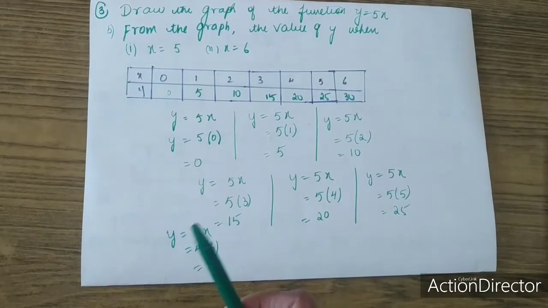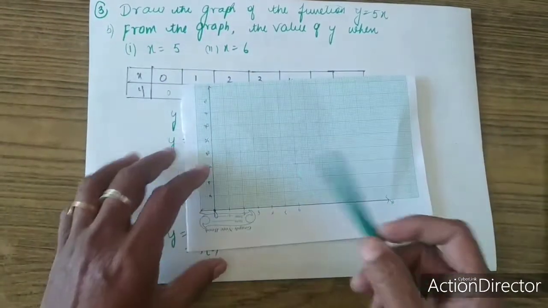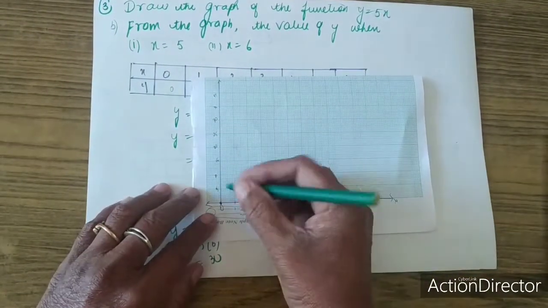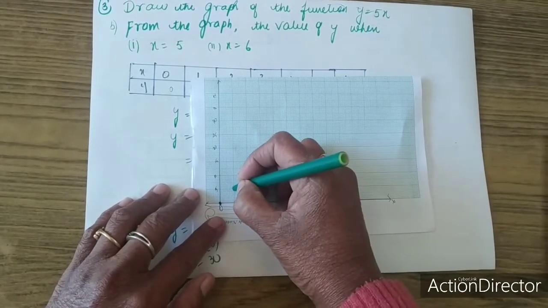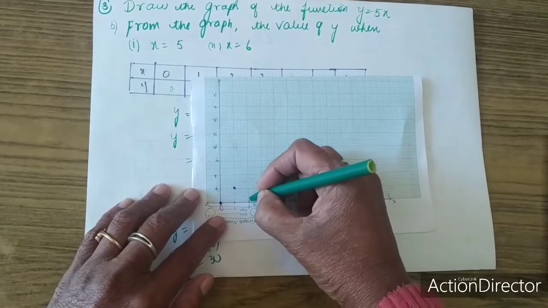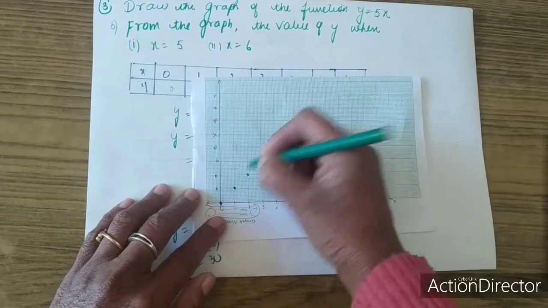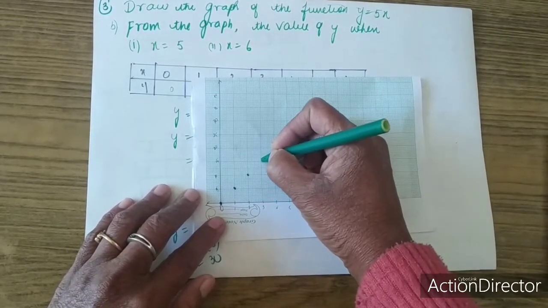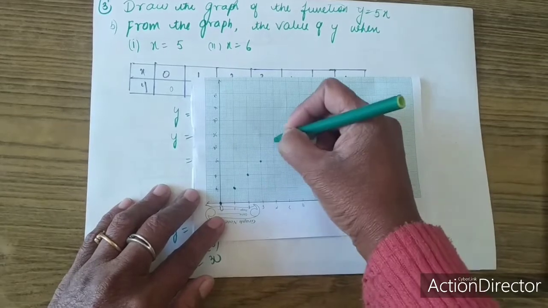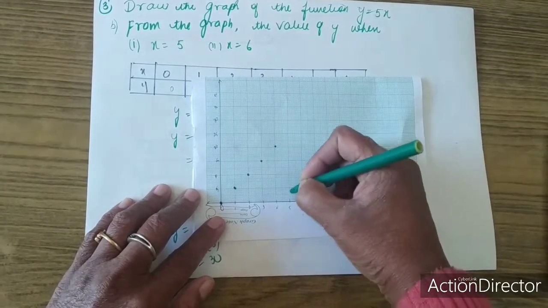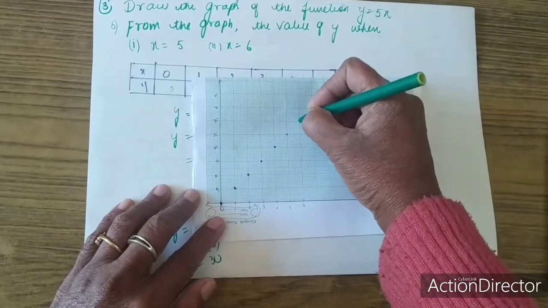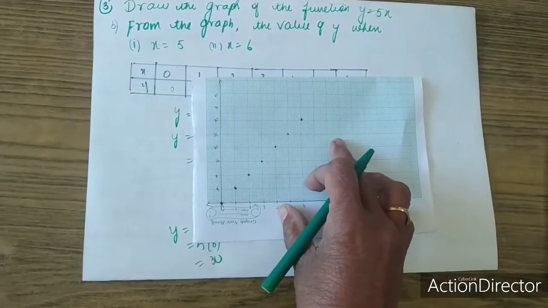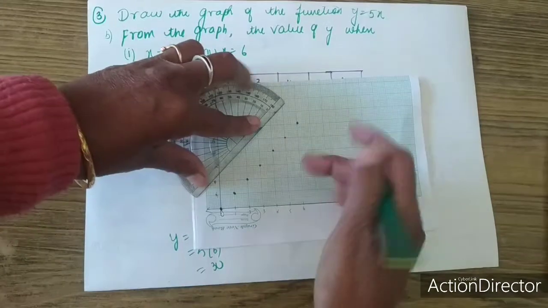Now let me plot the graph. When x is 0, the value of y is 0. When x is 1, the value of y is 5. X is 2, the value of y is 10. X is 3, it is 15. X is 4, it is 20. X is 5, it is 25. X is 6, it is 30. Now let me join the points in this graph.